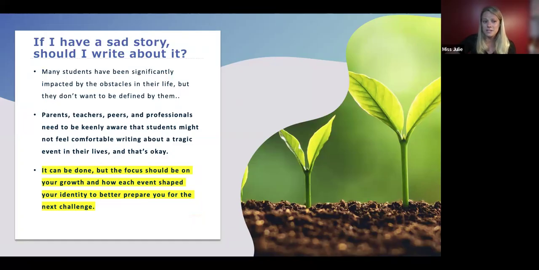Parents, teachers, peers, and professionals need to be aware that students might not feel comfortable writing about a tragic event in their lives as well. If you are trying to write your essay and you say, oh, I don't really want to write that about myself, or what are others going to think of me? If you are uncomfortable in any way about writing it, pick a different topic, right? This is a personal essay, so you should feel totally comfortable writing about your topic. And if you don't, pick something new.